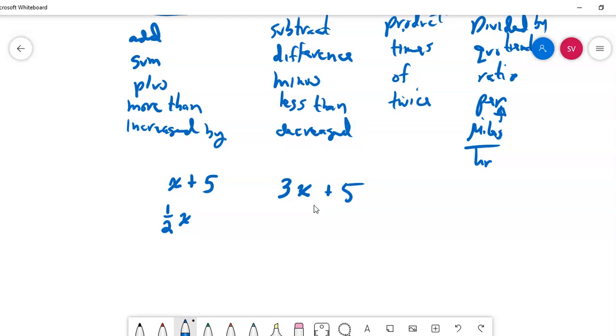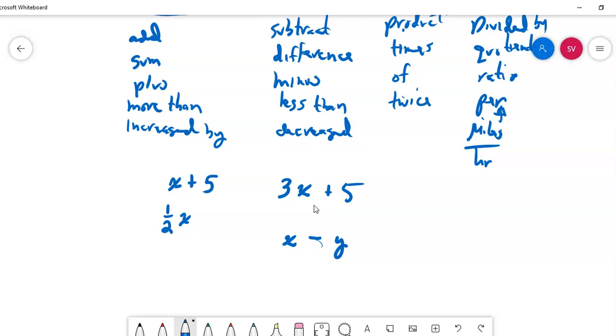The difference of two numbers. Well, I don't know what the two numbers are, so you have to put them as different letters. And then the word difference implies subtraction. So you can show it as X minus Y.